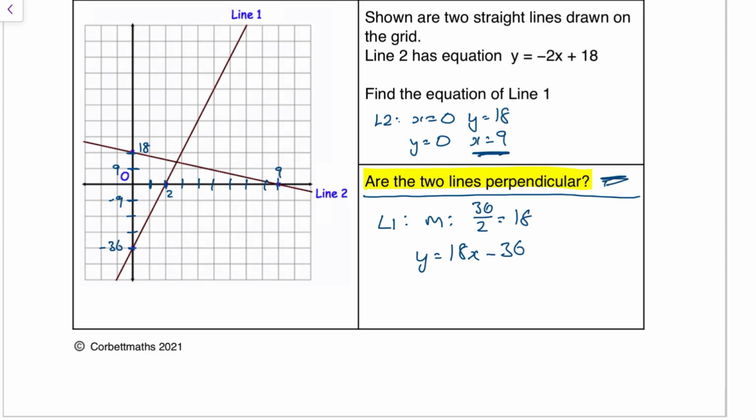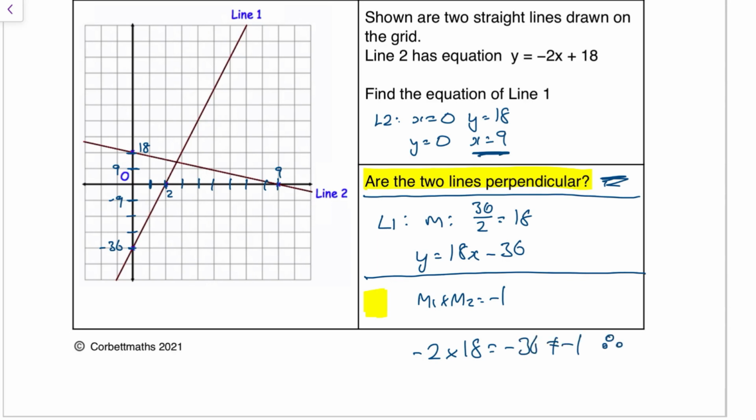Now, answering this question here. So are they perpendicular? Let's draw another line in just so it's slightly more sensible. Perpendicular lines is where m1 times m2 equals minus 1. The first one had a gradient of minus 2, and the second one had a gradient of 18, and minus 2 times 18 is minus 36, which doesn't equal minus 1. So conclusion, therefore not perpendicular, nice and clear.